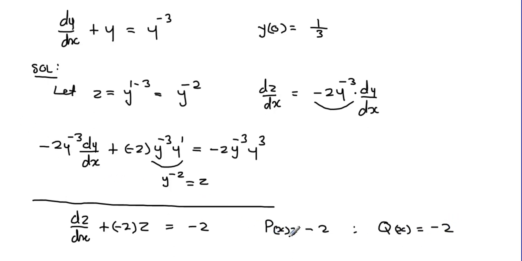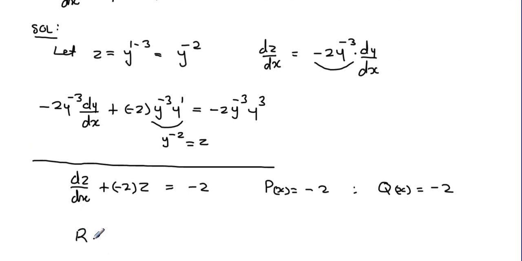So then, what we can now proceed to do is to find our integration factor, which is denoted by r. Then we say now our integration factor, r of x, is equal to e to the power of the integral of minus 2, which simply gives us e to the power minus 2x. So now this is our integration factor.